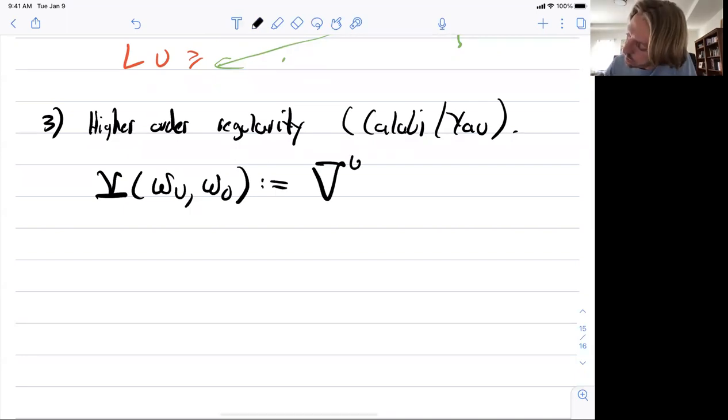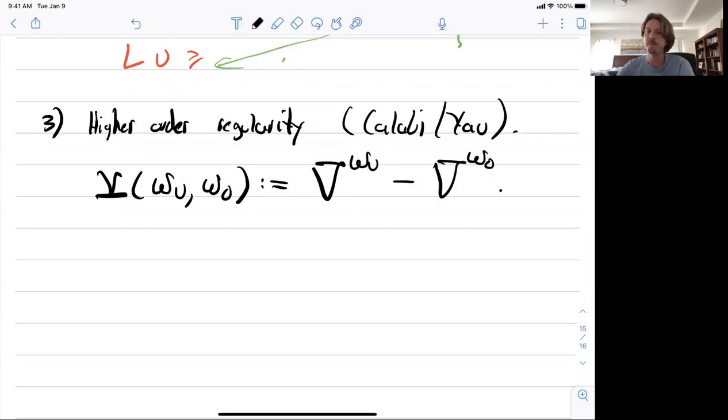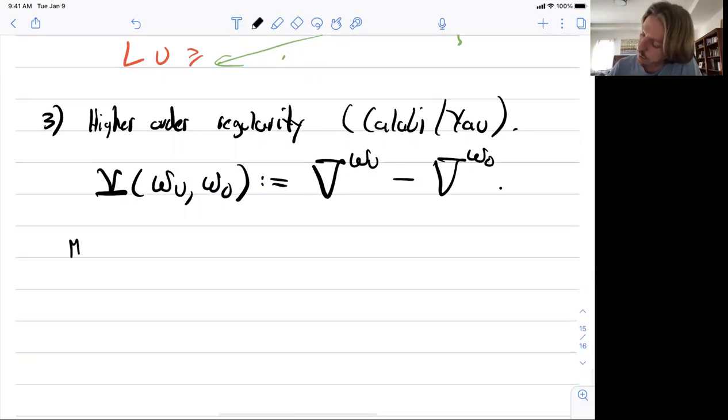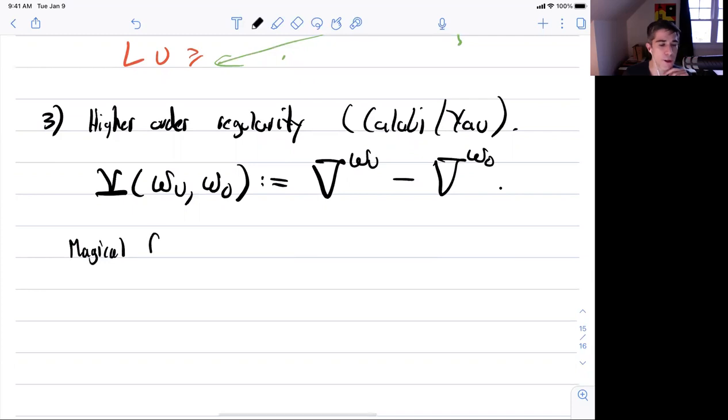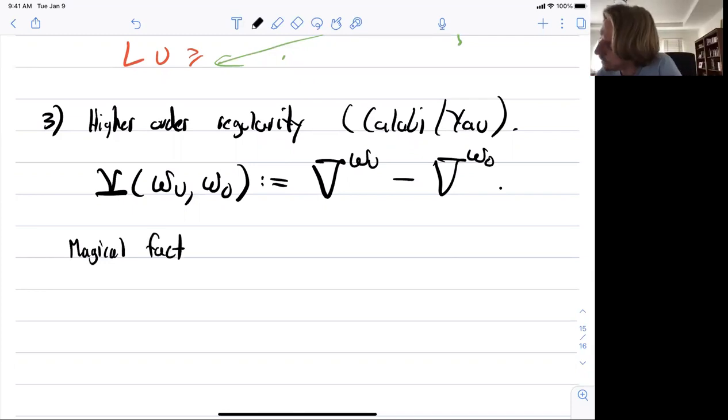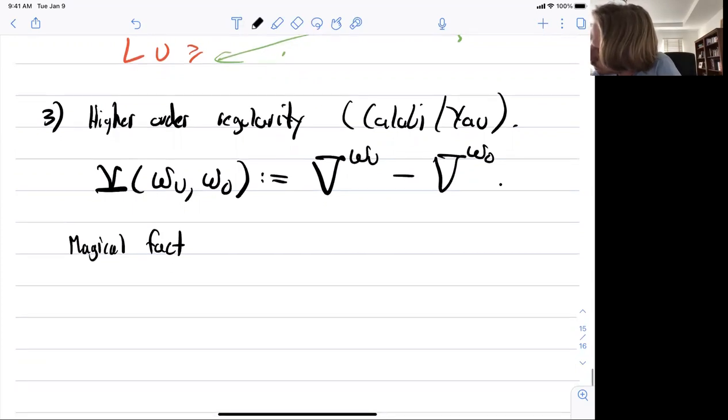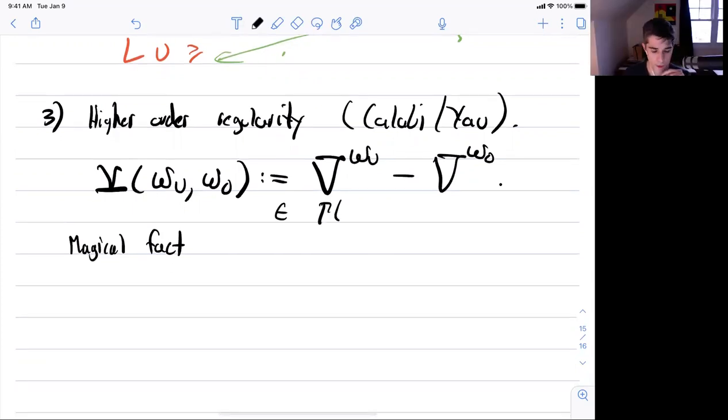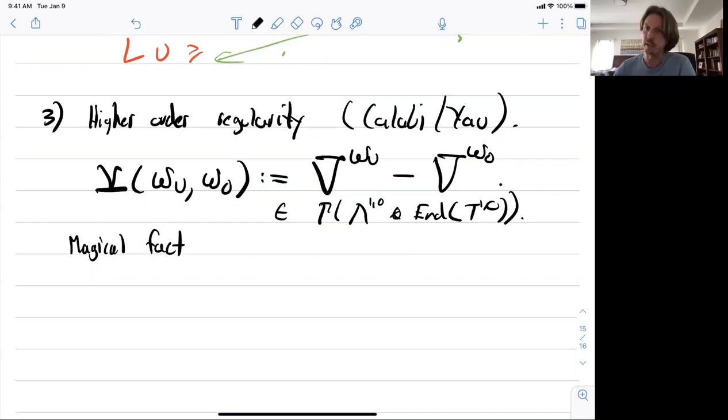So this is the Chern connection associated to omega u minus the Chern connection associated to omega naught. This is the Chern connection on the tangent bundle or the canonical bundle? Oh yeah, on the tangent bundle. So this is a section of wedge 1,0 tensor endomorphism of T1,0. Yeah, this is the full Chern connection on the tangent bundle.